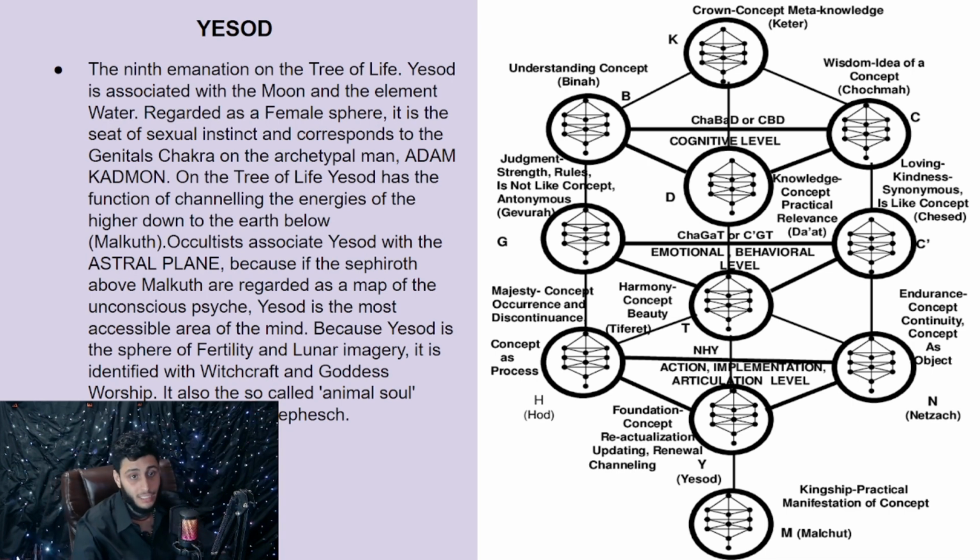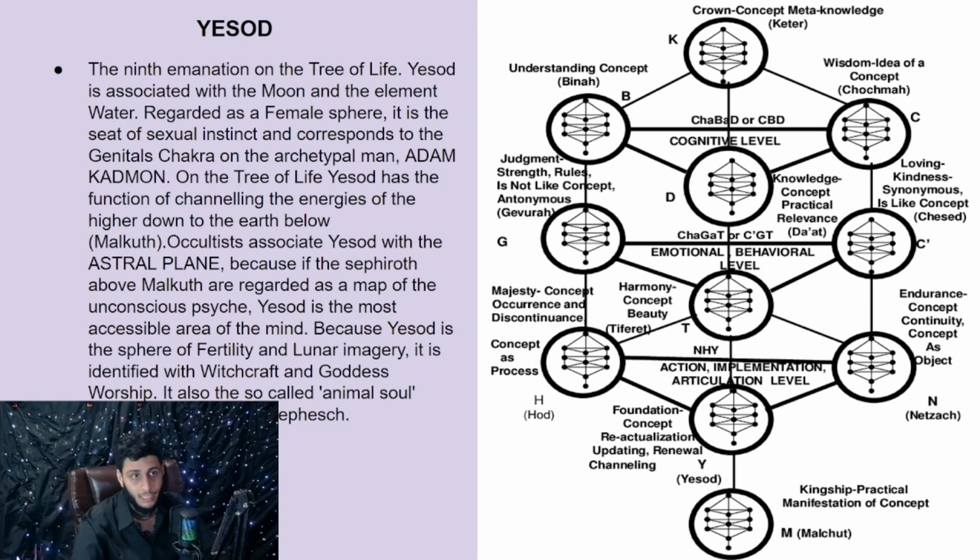Occultists associate Yesod with the astral plane because if the Sephirot above Malkut are regarded as a map of the unconscious psyche, Yesod is the most accessible area of the mind because Yesod is the sphere of fertility and lunar imagery. It is identified with witchcraft and goddess worship. It is also the so-called animal soul known by Kabbalists as Nefesh.